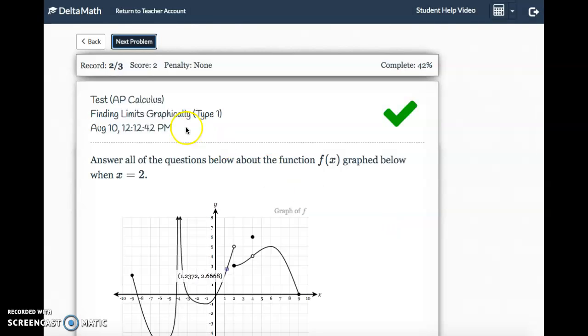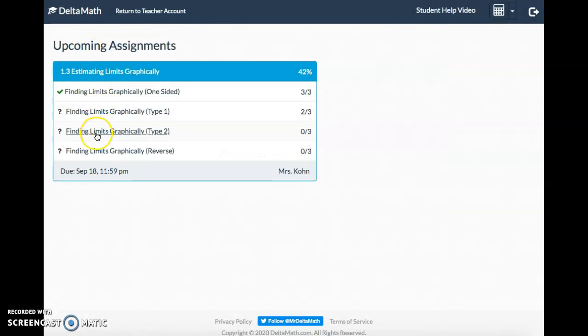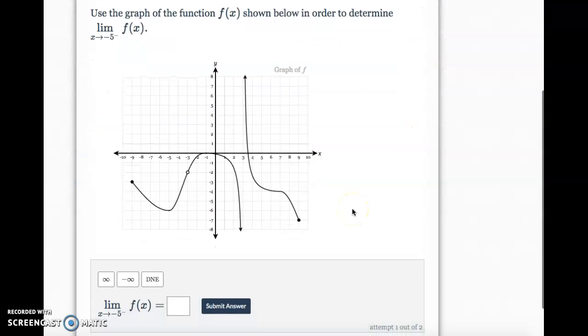There we go. All right, let's go ahead and find limits graphically with type 2 problem. So this one, it looks like I'm doing this similar thing, but I'm only answering one limit, or I'm only finding one limit. So this should be a little bit easier. Use the graph of the function shown below in order to determine the limit of f of x as x approaches -5 from the left-hand side.